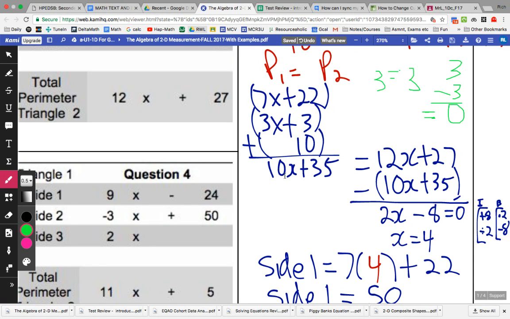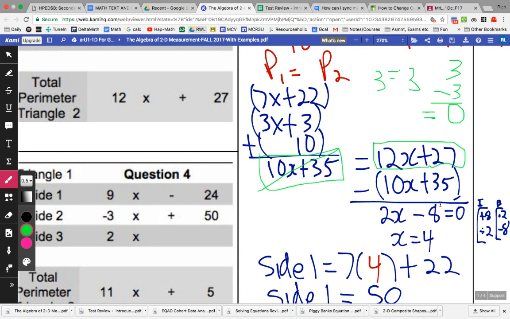So we're going to do the same thing here. We know that 12x plus 27 happens to be equal to 10x plus 35. Since they're equal, I can subtract them, and I know the result is 0. Since 10x has fewer x's than 12x, I'm going to put it underneath. These two formulas are equal, denoted by the equal sign, so if I subtract them, the answer will be 0. 12x minus 10x is 2x. 27 minus 35 is negative 8.